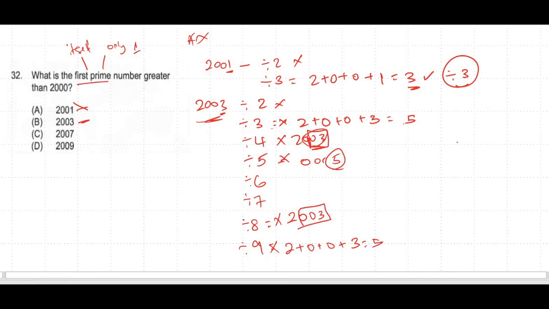So can I maybe do a very quick one? See if it can be divided by 6. 6, 12, 18, 3, 1, 8, 2, 0, 3, 1, 8, 2, 3. Oh, cannot be divided by 6 also.